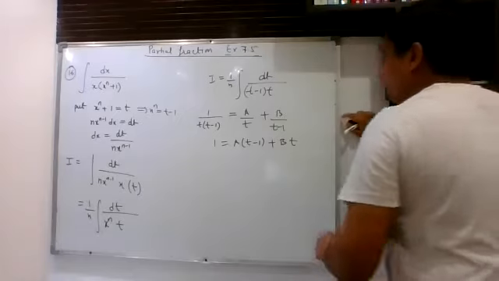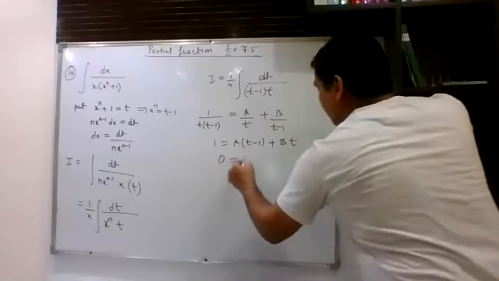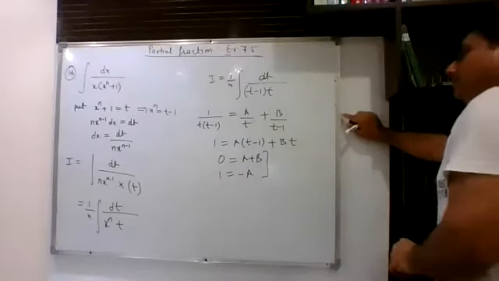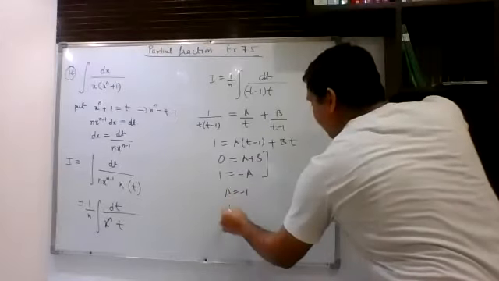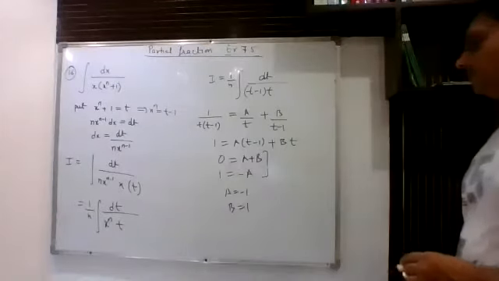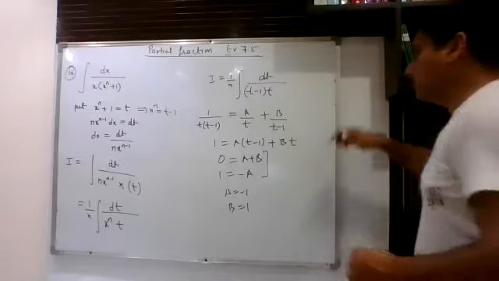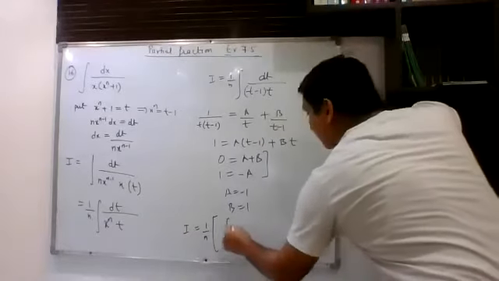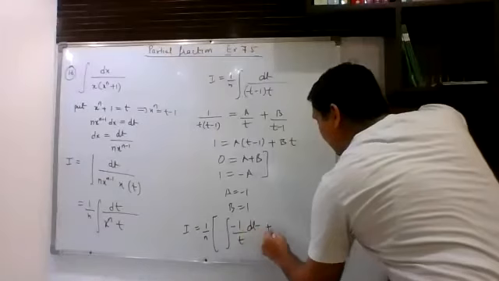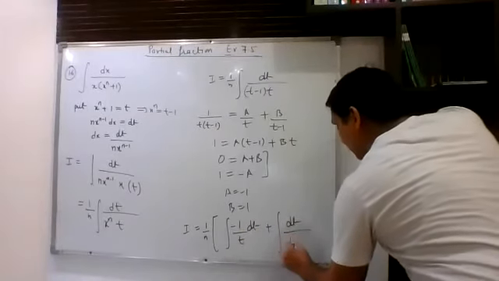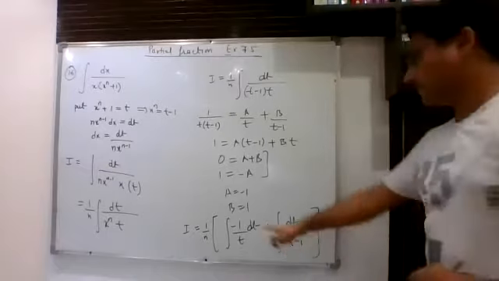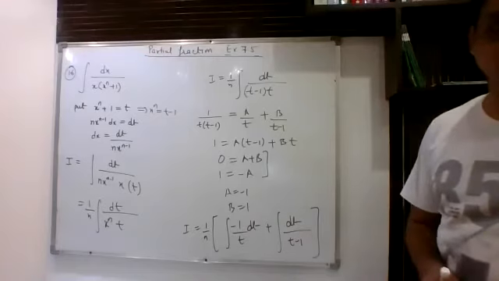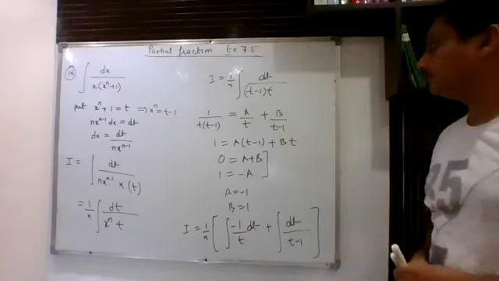Now comparing the coefficient of t and constant on both the sides, 0 is equal to a plus b and 1 is equal to minus a. So a will be equal to minus 1 and b will be equal to plus 1. These are the values of a and b. Substitute here and just integrate. So I can be written as 1 upon n outside, integration of minus 1 upon t dt plus dt upon t minus 1. Just integrate, write this as log t, this as log t minus 1. At last, put the value of t, that will give you the final answer.